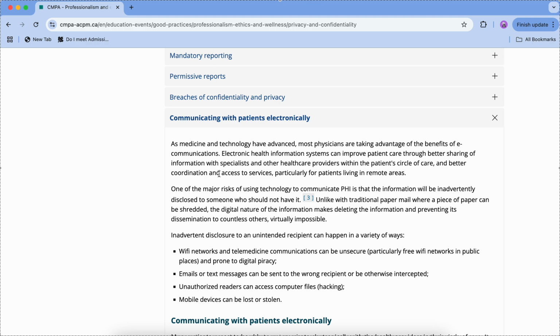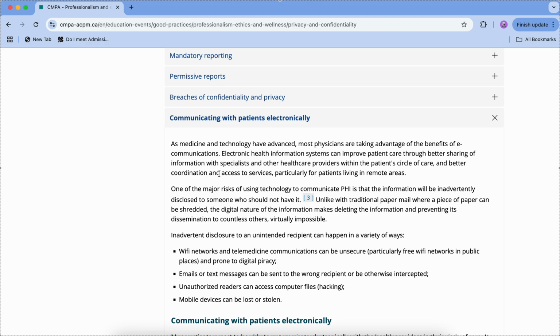Unauthorized readers can access computer files. Hacking, which is one of the biggest problems nowadays in any part of the communication. It's not just on the side of the health system. Mobile devices can be lost and stolen. I think one of the important things for those of us who are taking care of our devices, where we are using EMRs, when we are using EPRs, your main concern is your device should be protected by passwords, and it should not be lost or stolen.